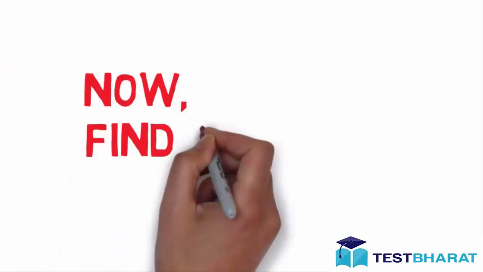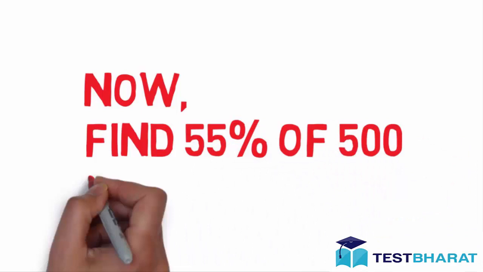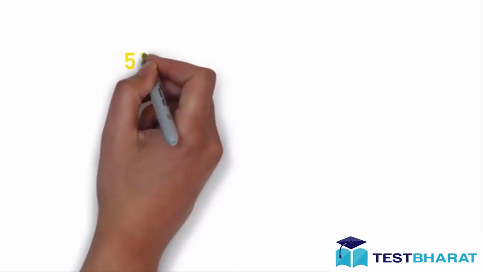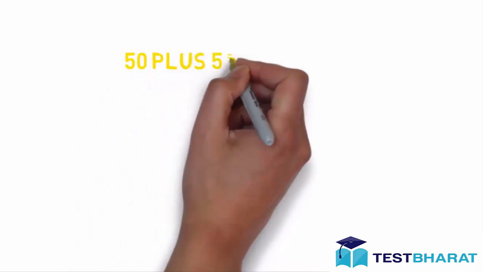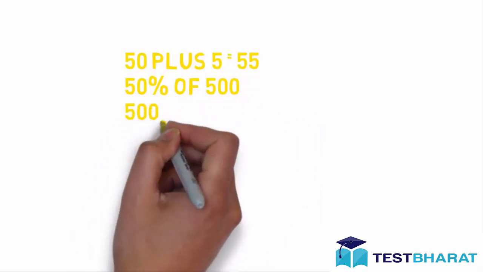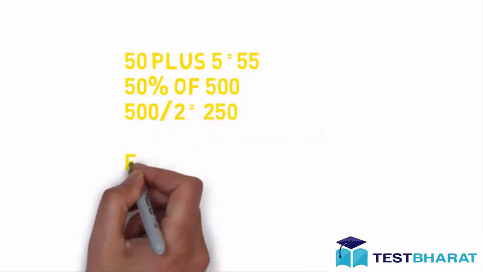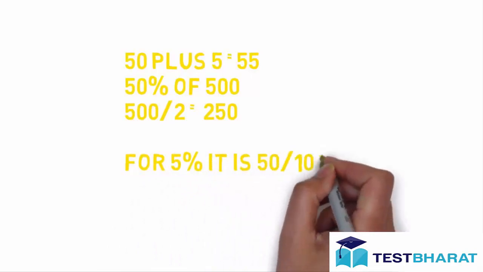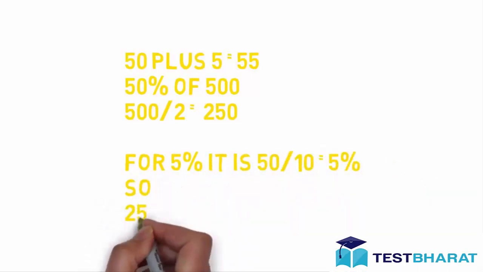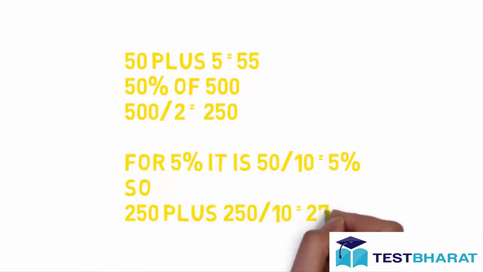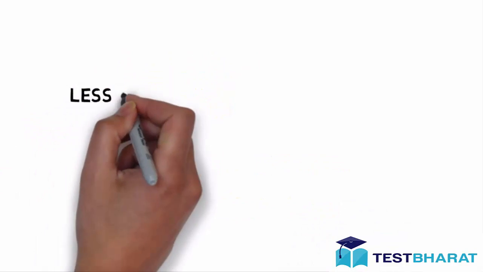Now find 55% of 500 in just 5 seconds. What we can do is we can break 55% into 2 parts, that is 50 plus 5. Now we know how to calculate 50%. For 5% we can divide 50% by 10 and we get 5% of it. Now we will add 50 plus 5 to get 55%, that is 275.